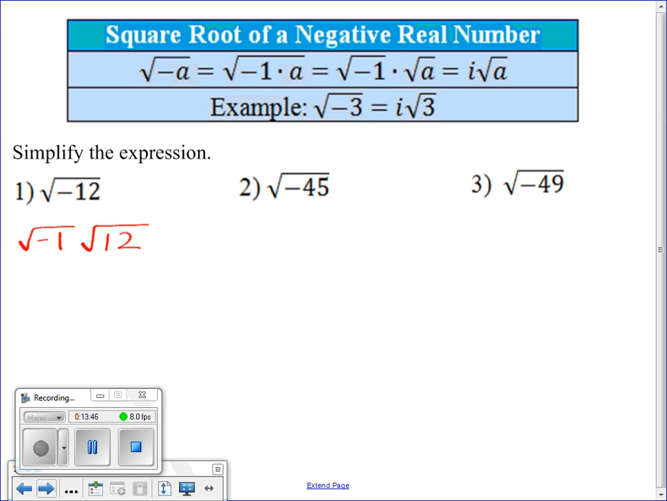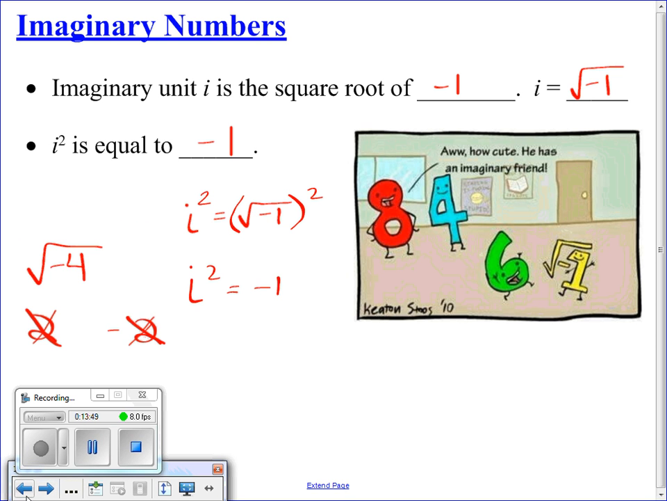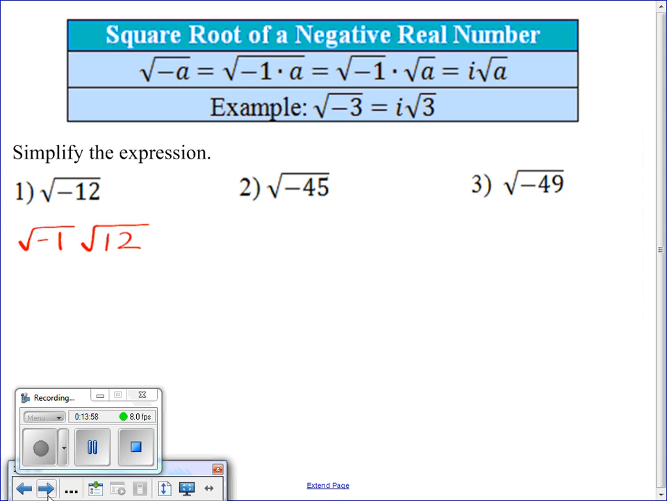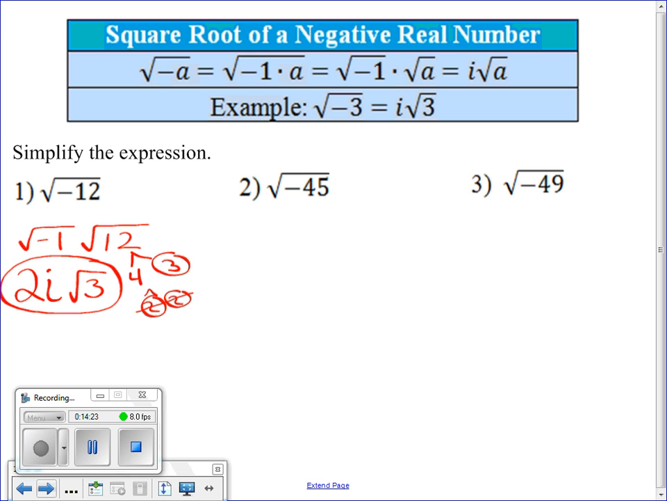What's the square root of -1? It's i. That's where your i comes from. So now I can pull that out, call that an i, and then break this down. That'd be 4 and 3, 2 and 2. So I have a pair of 2's, which would come out with my i, who's already out there. And I'd have a single 3. So it's 2i radical 3.